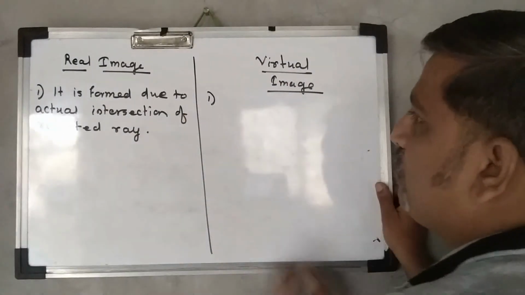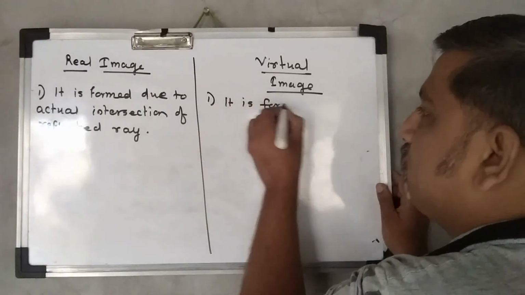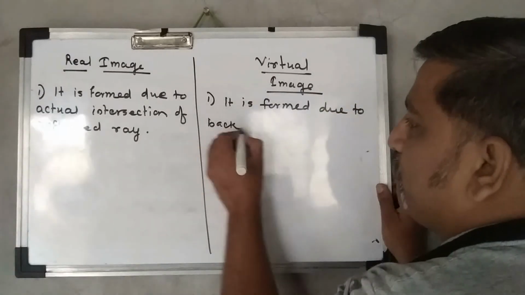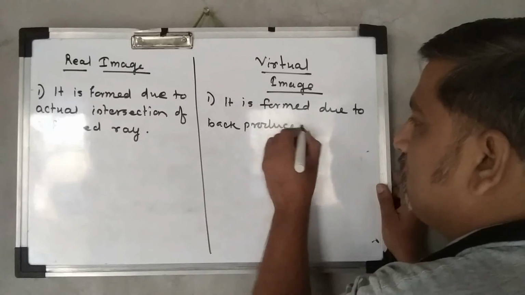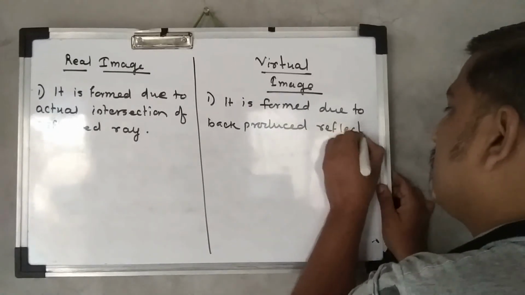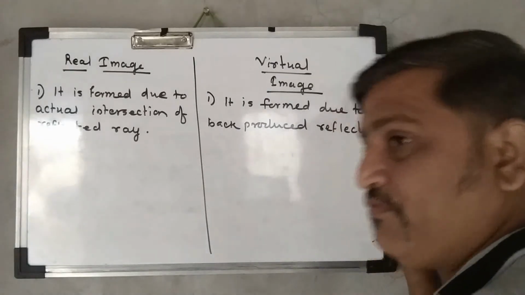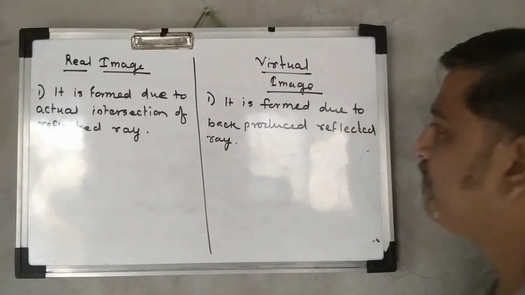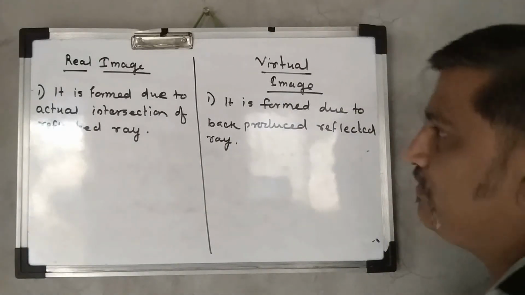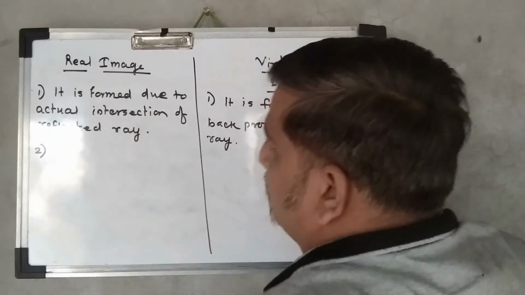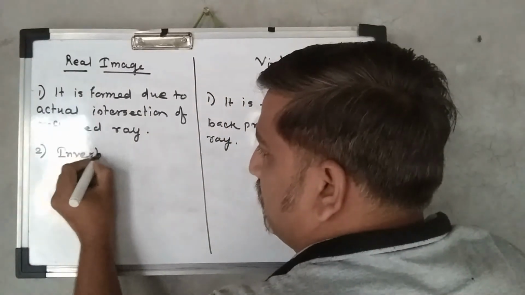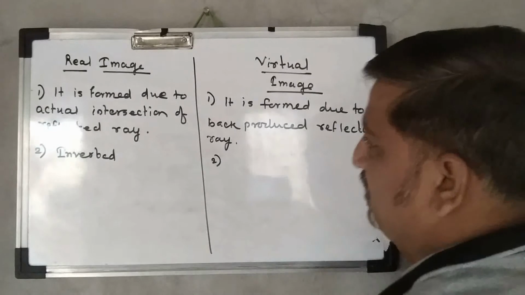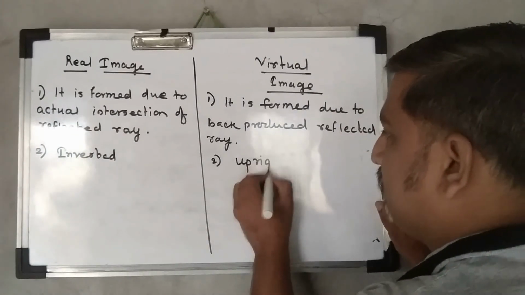But virtual image form, it is formed due to back produced reflected ray. Back produce means it is not actual, but we are producing it back. Okay, it is formed due to the back produced reflected ray. Okay, this type of image, real image, is always inverted image. Okay, inverted. While this image formed is upright.